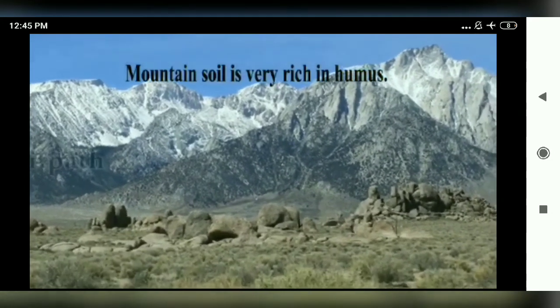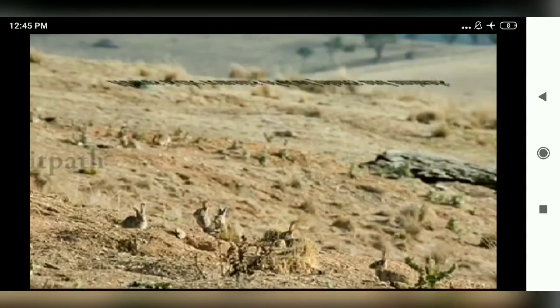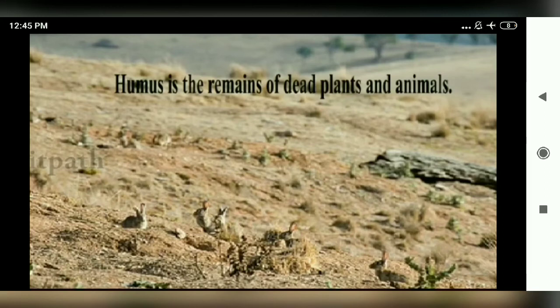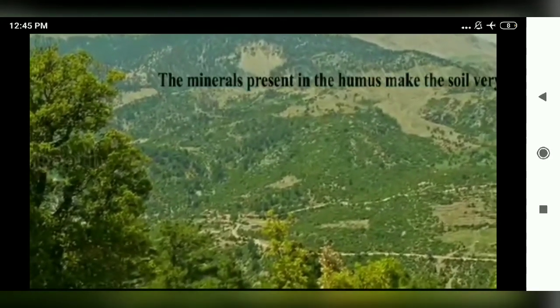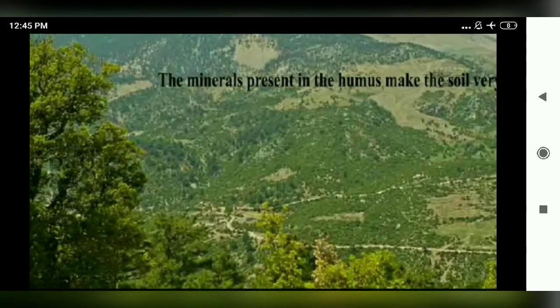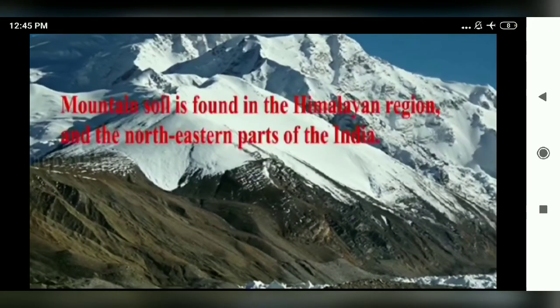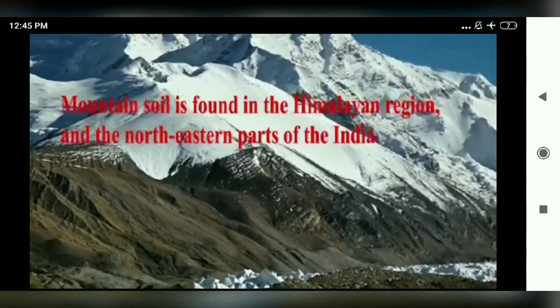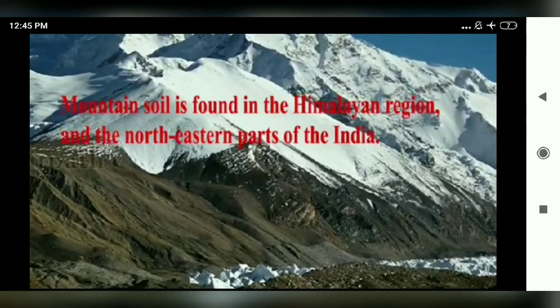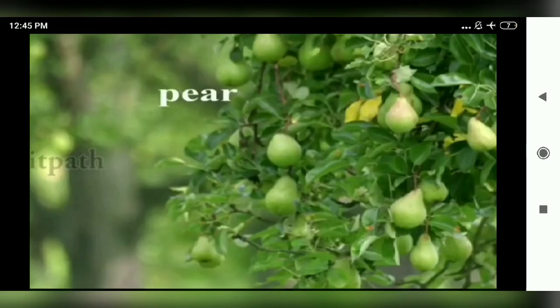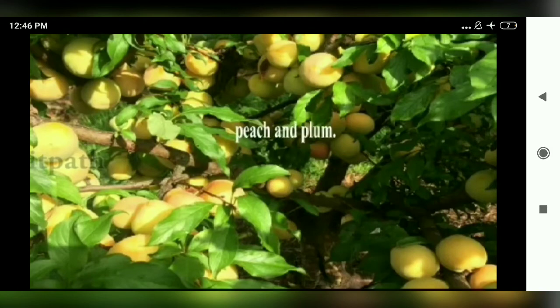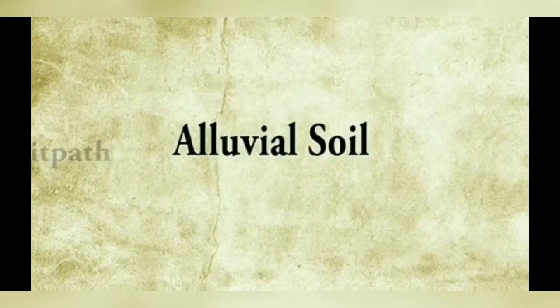So, mountain soil. Mountain soil is very rich in humus, like I said, because of the dead plants and animals, humus is being generated and provides minerals to the plants. And we can also see that mountain soil is found in the Himalayan region and the northeastern part of India because we have a mountainous terrain. This soil is very good for cultivating pears as well as peach, plum.